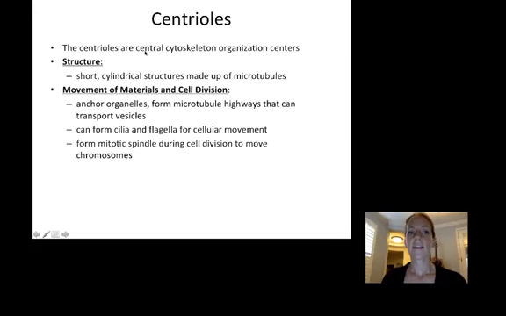As a sort of specialized type of cytoskeleton organelle are the centrioles. So centrioles are cytoskeleton organization centers. They are short, cylindrical structures made up of microtubules. They anchor organelles. They can form cilia and flagella, and they also form the mitotic spindle during cell division to move chromosomes.